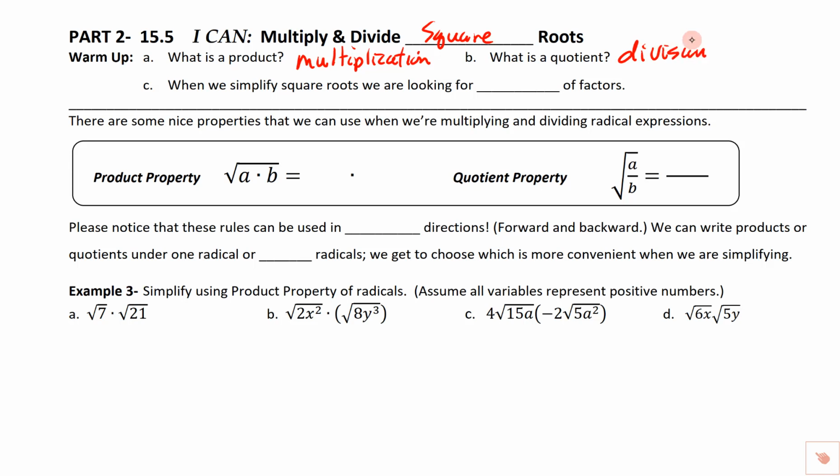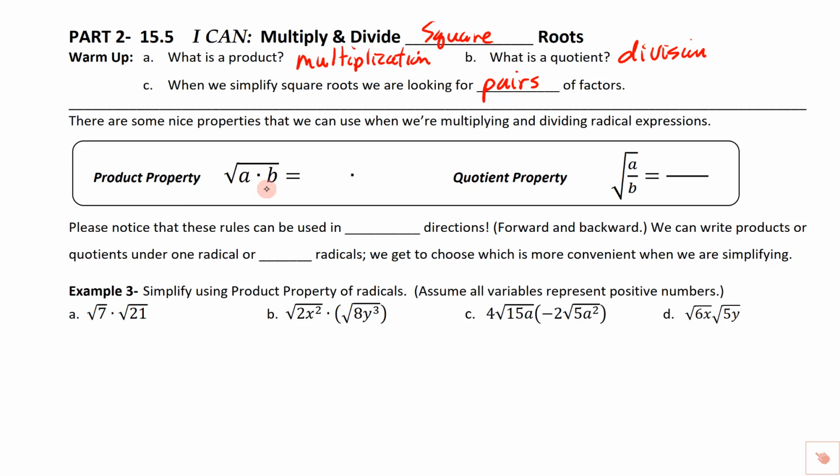And then when we simplify square roots, what we're looking for is pairs of factors, all right? So there's some really nice properties that we can use when we're talking about multiplying and dividing radicals. So let's take a look at the product property. The product property works like this.